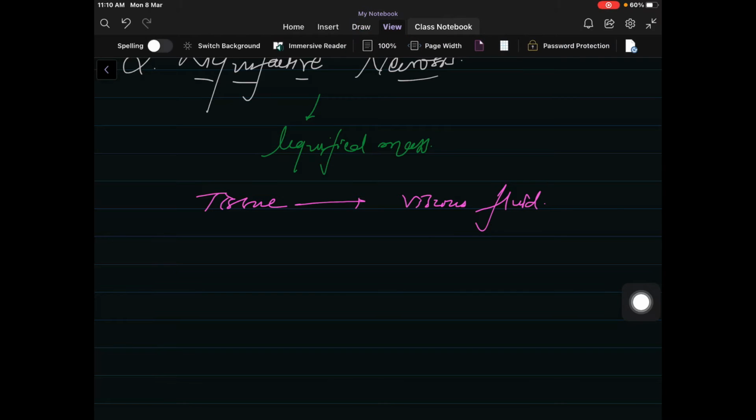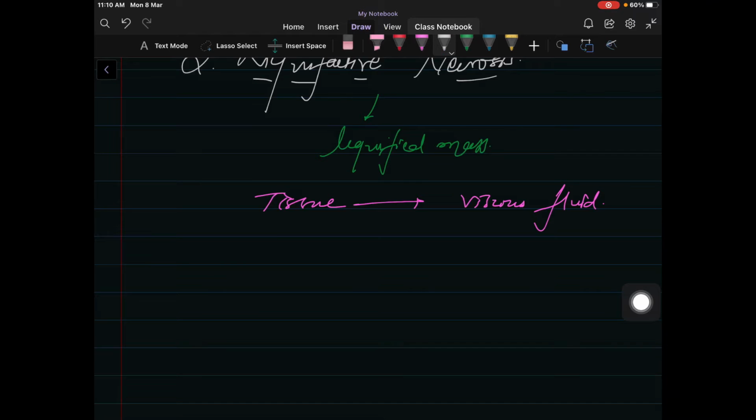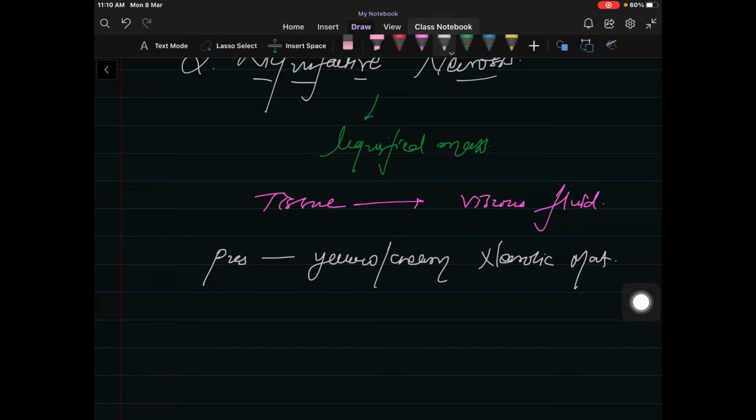Generally, there will be pus formation. Pus is nothing but yellow or creamy necrotic material, or there is abscess formation inside the tissue. Remember, the main difference between coagulative and liquefactive necrosis is that in liquefactive necrosis, tissue architecture is not preserved.